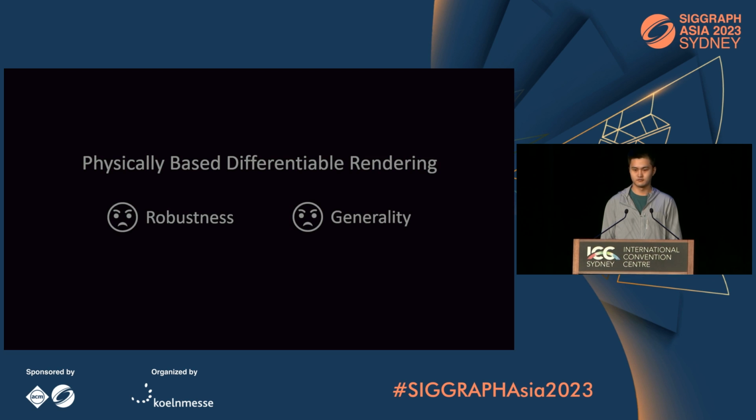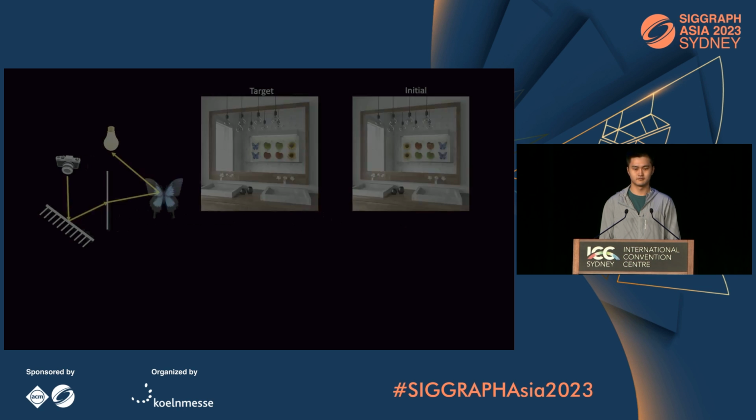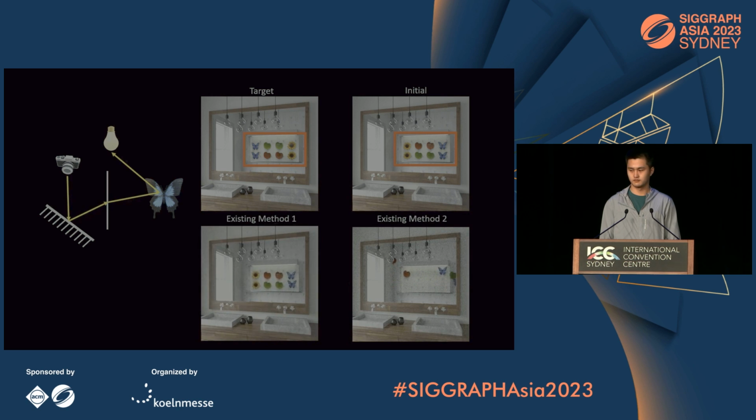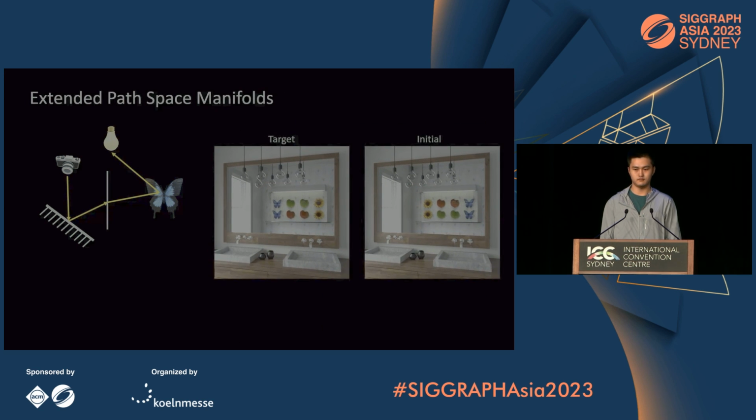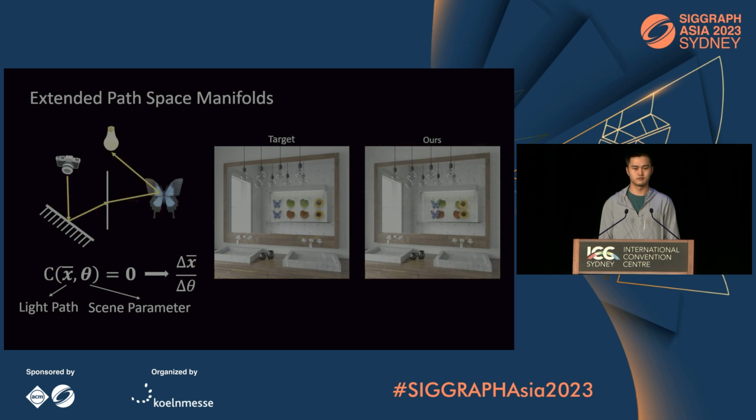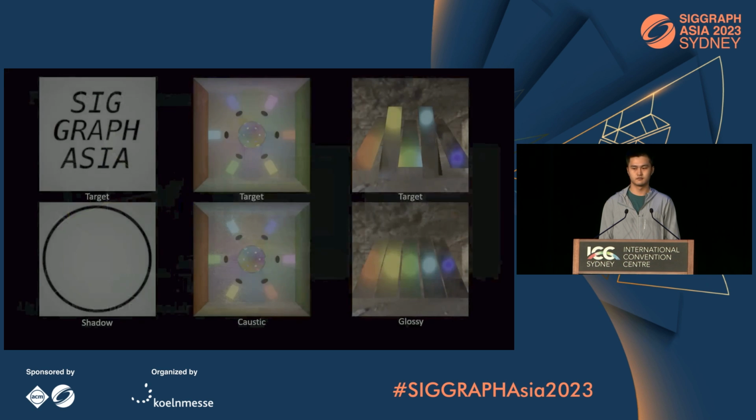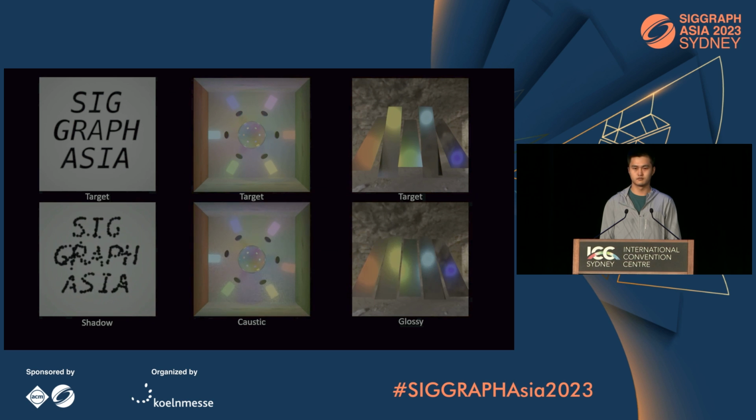Robustness and generality are two challenges for current physically based differentiable rendering methods. For example, we want to recover the position of multiple objects observed through reflection and refraction. Existing differentiable rendering methods often get stuck in local minima or fail to converge. We propose the extended path space manifolds. It constrains light path geometry by scene parameters, thus we can compute gradients of light paths. Combined with an optimal transport-based loss function, we succeed in this case and many other types of scenes like shadow scene, caustic scene, and glossy scene.